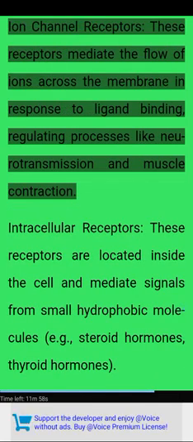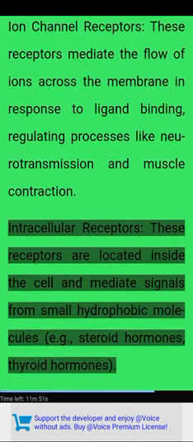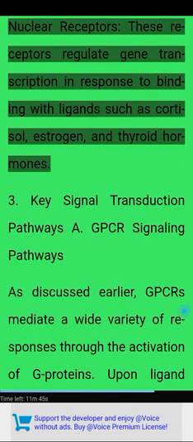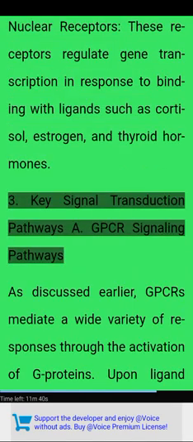Ion channel receptors: these receptors mediate the flow of ions across the membrane in response to ligand binding, regulating processes like neurotransmission and muscle contraction. Intracellular receptors: these receptors are located inside the cell and mediate signals from small hydrophobic molecules, e.g., steroid hormones, thyroid hormones. Nuclear receptors regulate gene transcription in response to binding with ligands such as cortisol, estrogen, and thyroid hormones.